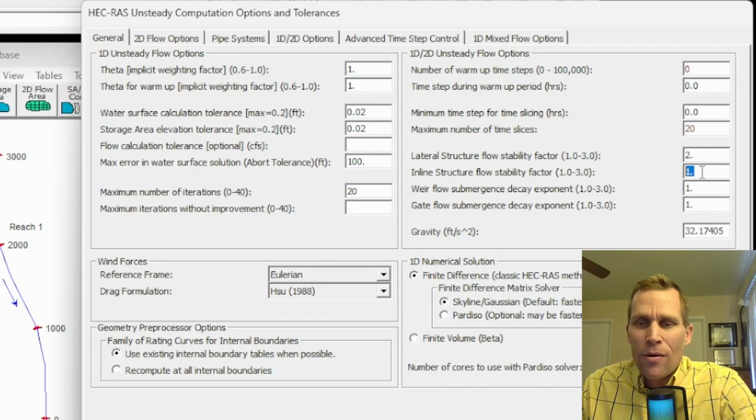And if you're already stable and you want to improve your accuracy, then I would slowly decrease these values, but not below 1.